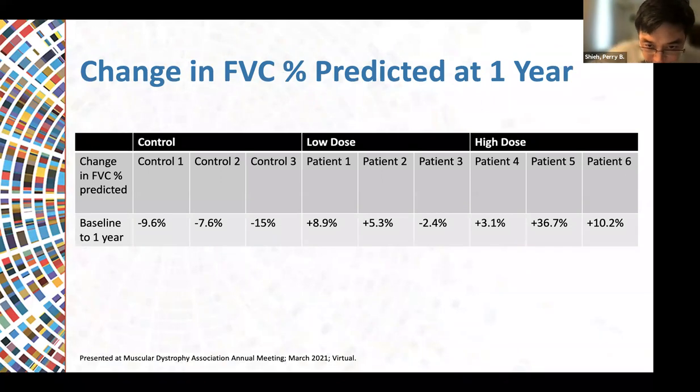And this is pulmonary function tests. You can see that the lower dose and high dose patients, for the most part, seem to be stable or perhaps even improving. This is in contrast to the control patients that appear to be declining.